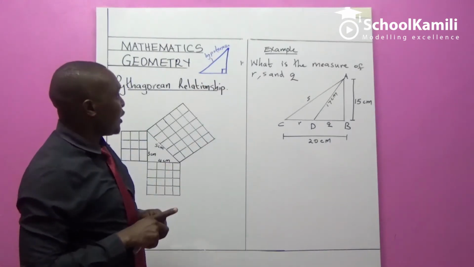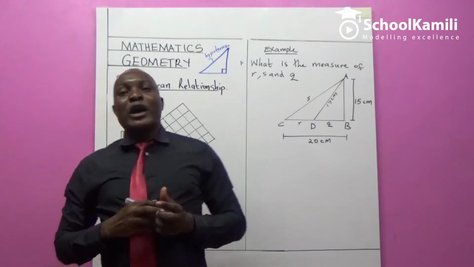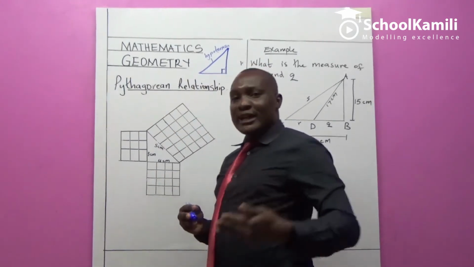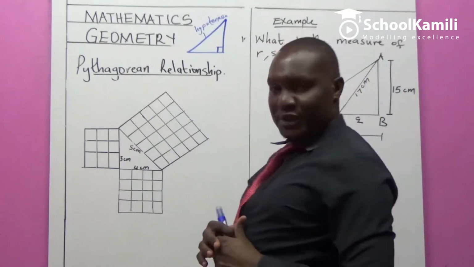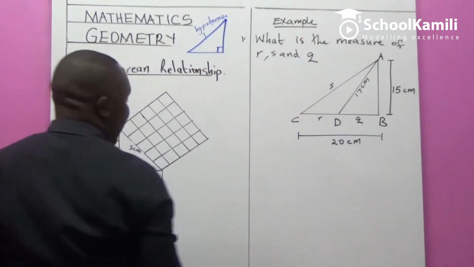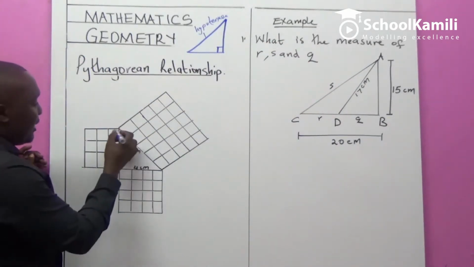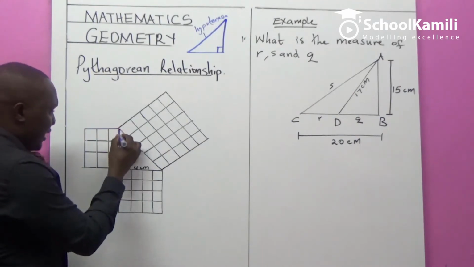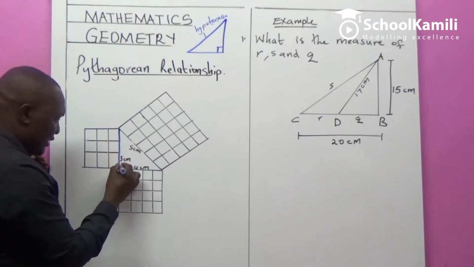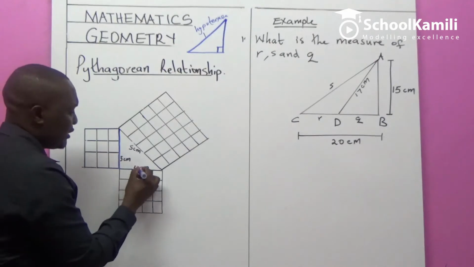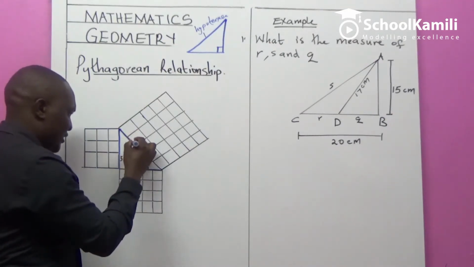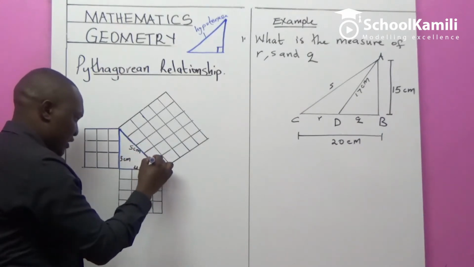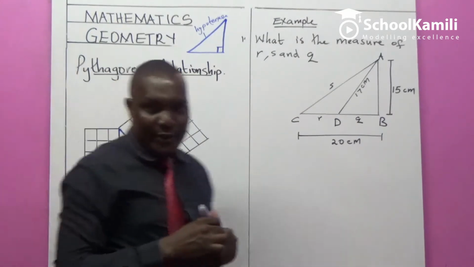Now, I want to show you how we come up with that relationship. With me here, I have a triangle. I'm sure you can see it. So this is the triangle that I have.